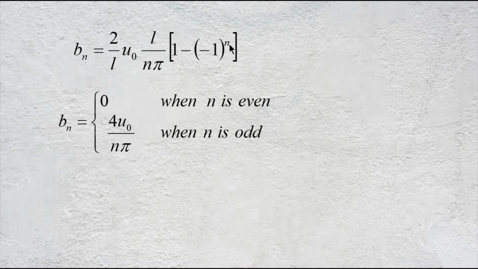But when n is even and when n is odd, this square bracket has two values. When n is an even number, the square bracket is 0. When n is an odd number, the expression inside the square bracket is 2. So when n is an even number, Bn becomes 0. When n is an odd number, this expression inside the square bracket is 2. So 2 into 2 is 4. So you get 4 U0 by n pi, and L gets cancelled.